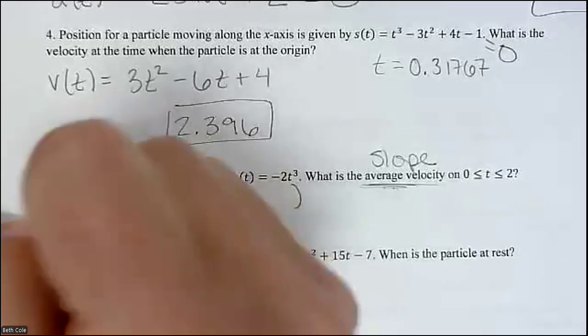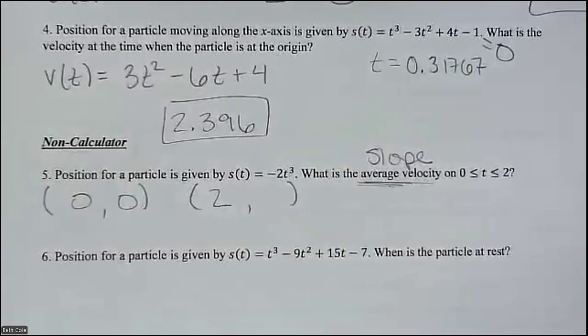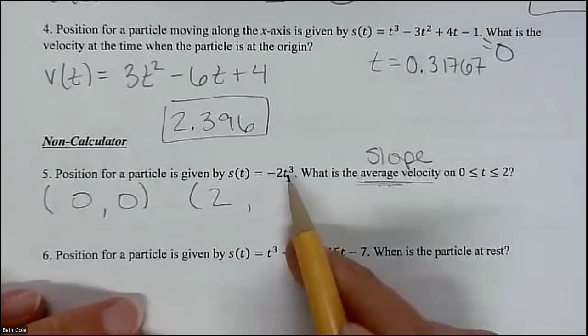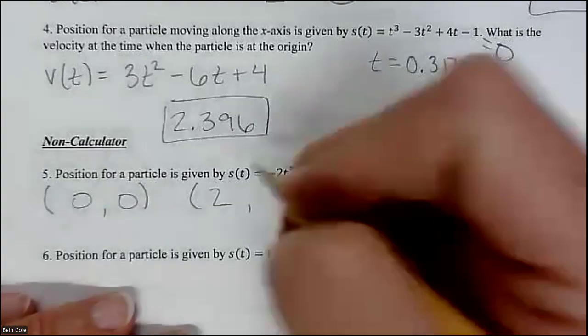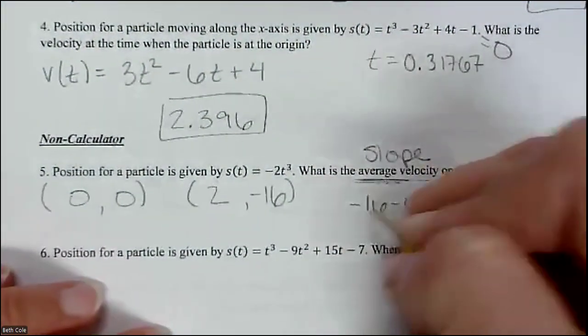And it says from 0 to 2. So we're going to plug in 0, plug in 2. And this actually turns out really nice because if you plug in 0, what do you get? You get 0. And if you plug in 2, 2 cubed is 8 times -2, -16. And then you're just going to do a slope.